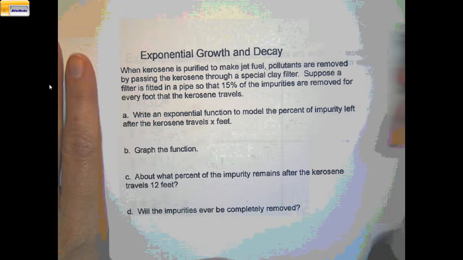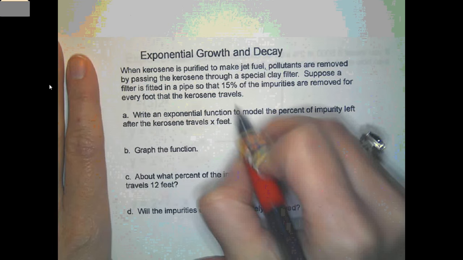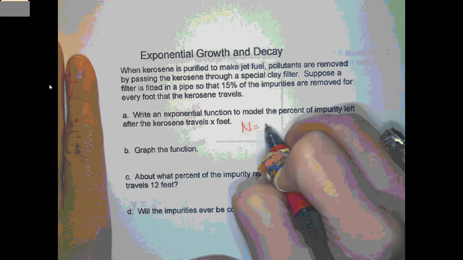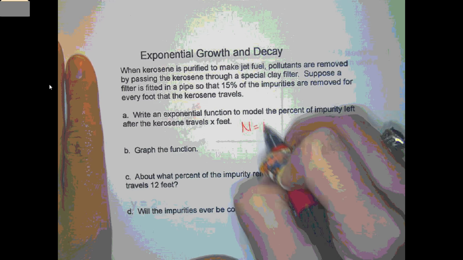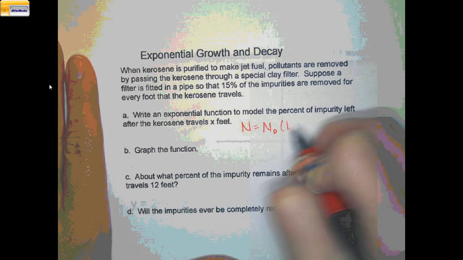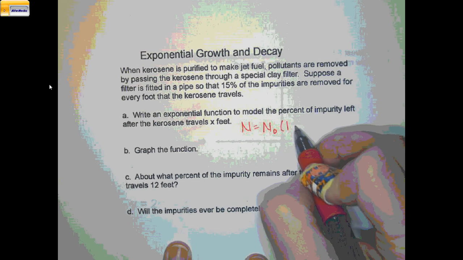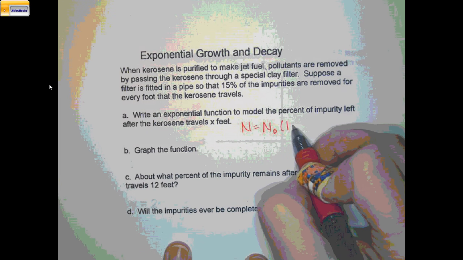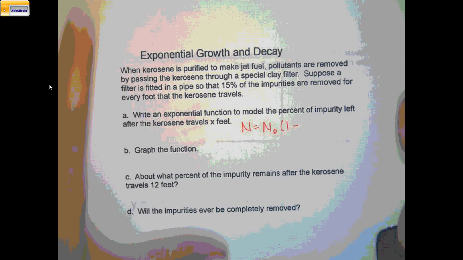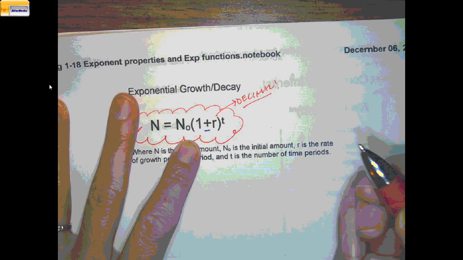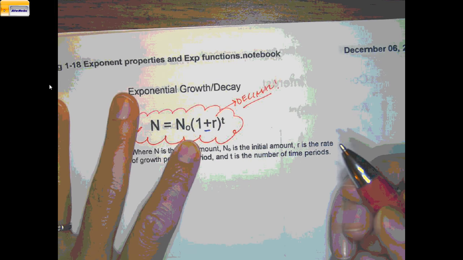Okay. So you start with a certain amount, and it's 1. And notice in the formula it says plus. Why am I going to put a minus? You are removing impurities. That's right. It's decreasing. So up at the top, put yourself a minus. It might be plus, it might be minus. You have to choose.